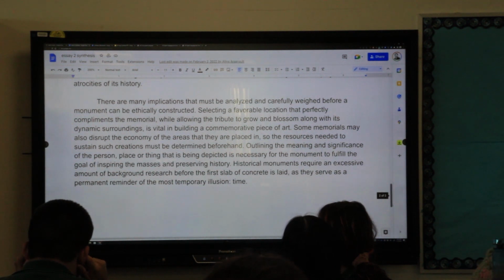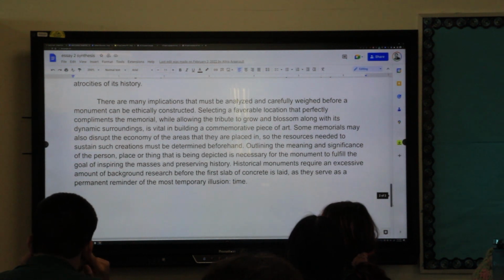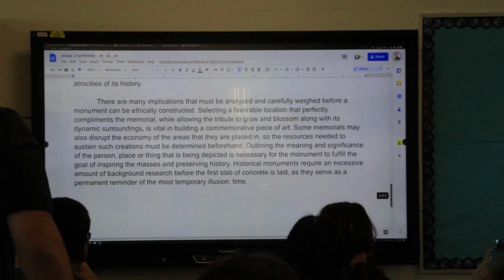Some memorials may also disrupt the economy of the areas that they are placed in, so the resources needed to sustain such creations may be determined beforehand. Outlining the meaning and significance of the person, place, or thing that is being depicted is necessary for the monument to fulfill the goal of inspiring the masses and preserving history. Historical monuments require an excessive amount of background research before the first slab of concrete is laid, as they serve as a permanent reminder of the most temporary illusion, time.